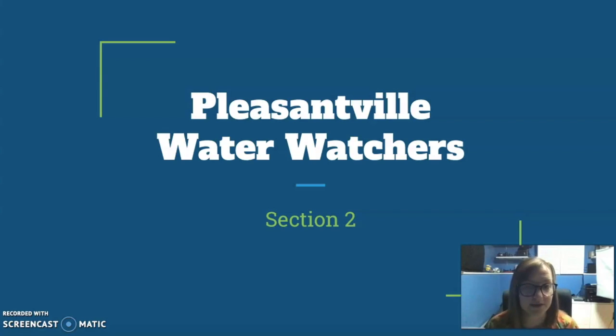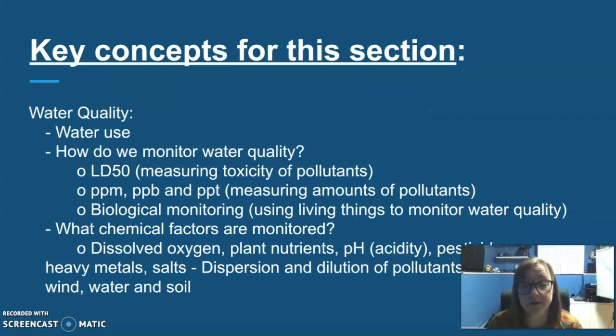Hi grade 9s, we are going to get to start to become actual environmental scientists today, and we are going to start looking at how water quality is measured, monitored, and determine whether or not the health of a system is safe. So we're going to be looking at how we use our water, how we determine whether water quality is safe or not. We're going to learn what LD50 means. We're going to learn what parts per million are, biological monitoring, chemical factors, and then also dispersion and dilution.